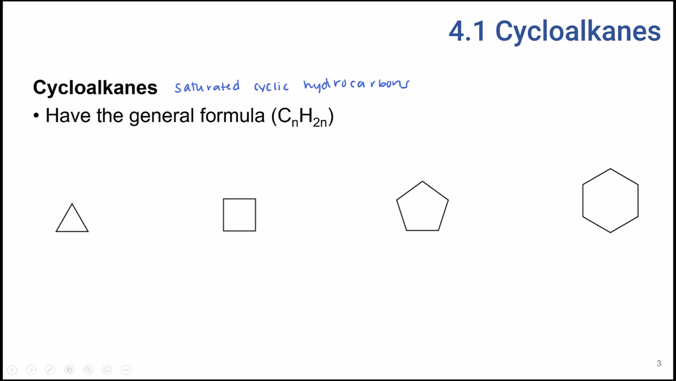So when we name our cycloalkanes, it's based on the carbon number, and we use those prefixes that we learned in the last chapter. We're just going to add cyclo to the front of the name. So instead of propane, because this has 3 carbons, this becomes cyclopropane. We have a 4-membered ring, which is butane, so this becomes cyclobutane. We have cyclopentane. And then cyclohexane.